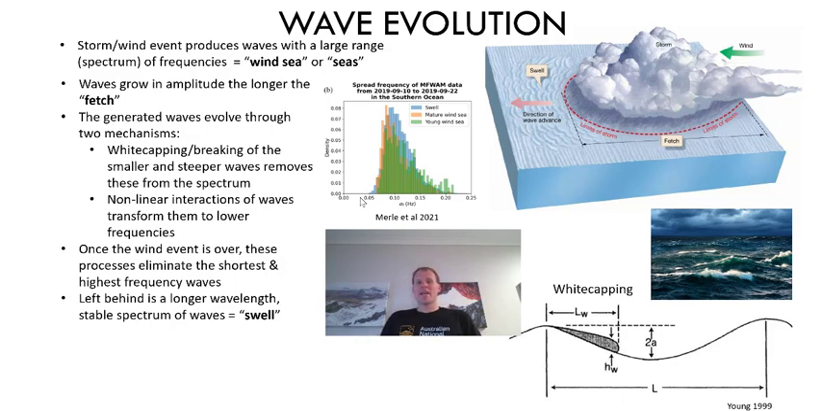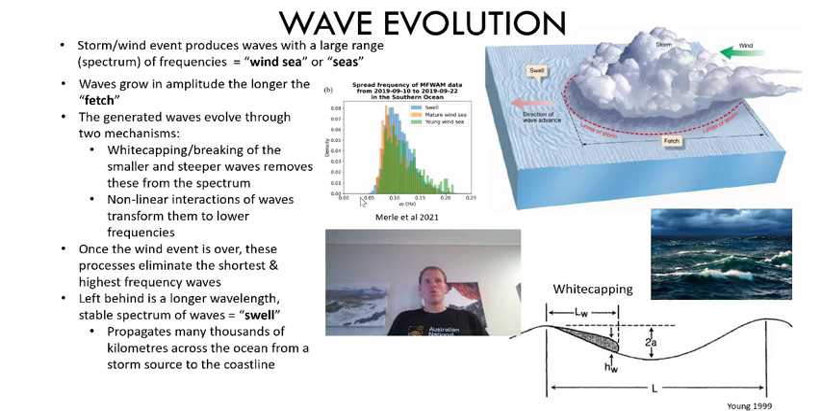And so these can propagate over many thousands of kilometers. So they might propagate all the way from the Southern Ocean to the coast of North America, for example, or across from the middle of the Tasman onto the New South Wales south coast. And these are the waves that arrive and provide the surfing conditions that all the surfers love so much.